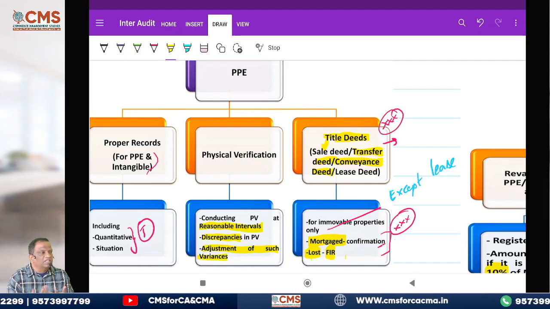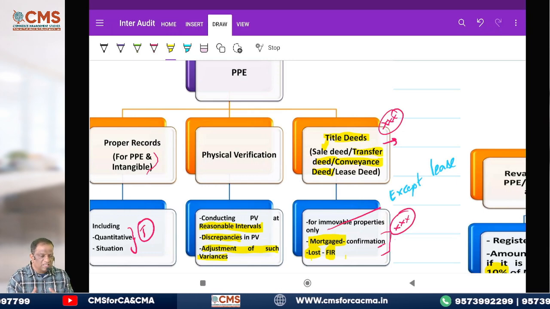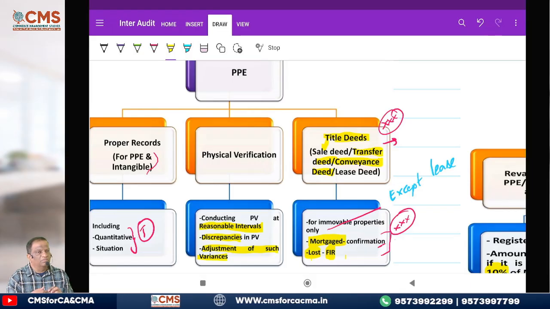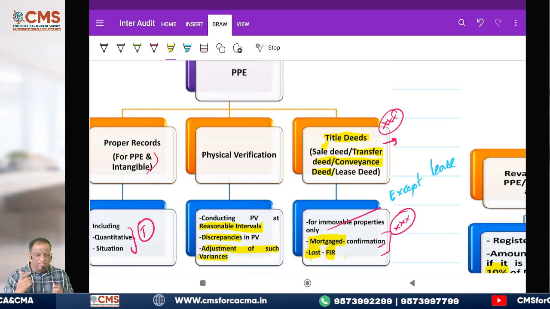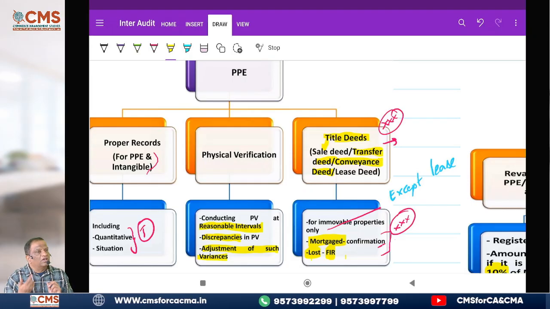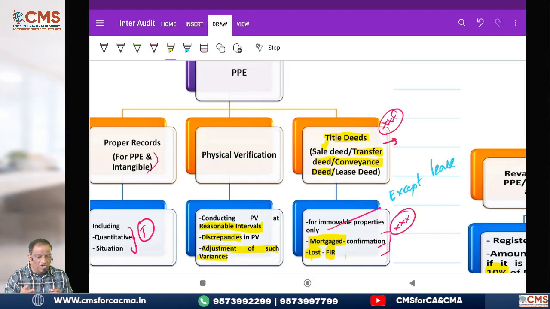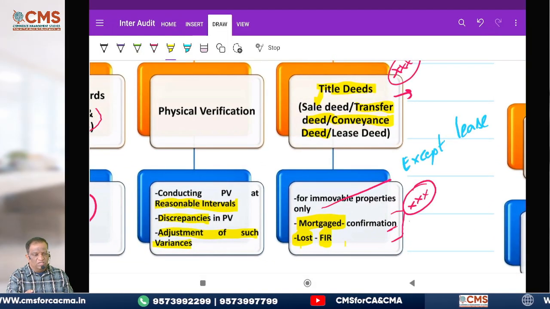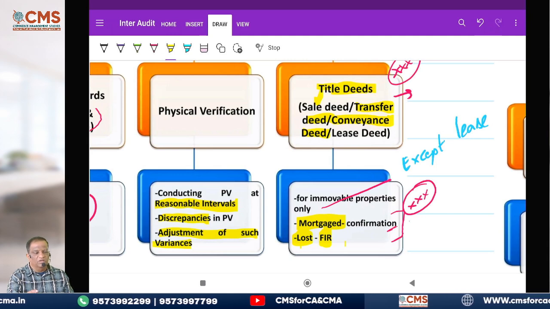And second one, whether there is a physical verification and that is conducted at reasonable intervals. Any discrepancies, then did they adjust? And the third one, title deeds. This third one is important because this is what got added from the earlier CARO. Now, title deeds. Whether those title deeds are in the name of the company and whether the title deeds are available for verification. Now, if the title deeds are not available in terms of mortgage and lost and all that, if it is a mortgaged asset, then you require confirmation. And if the title deeds are lost, then the auditor has to ask for FIR. So this will become the basis for you.